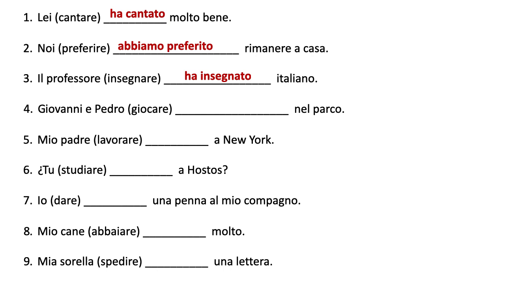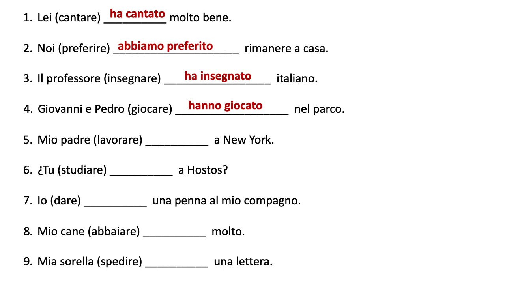Giovanni e Pedro giocare nel parco. Giovanni e Pedro, it's two guys. So we need the loro form, the they form of avere, which is hanno, right? And then for giocare, what is the past participle of this? Giocato, because it's an are verb. Giovanni e Pedro hanno giocato nel parco. They played in the park.